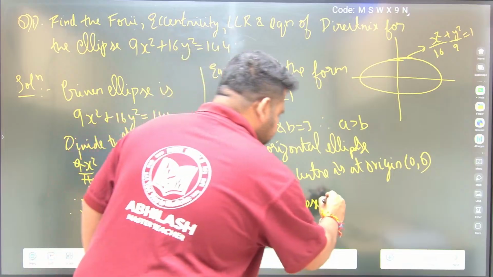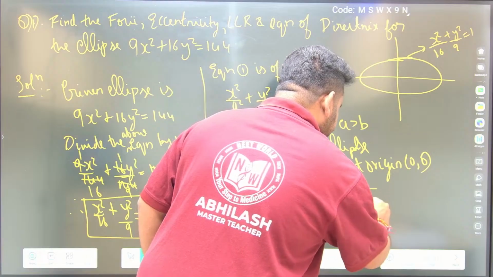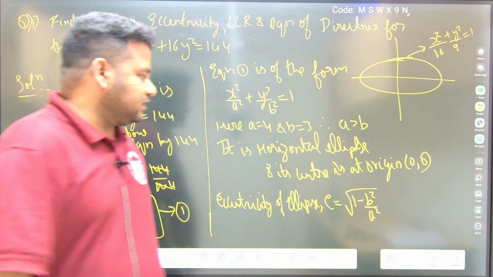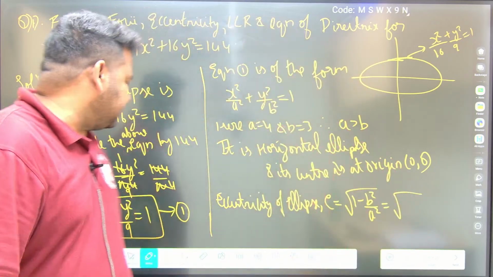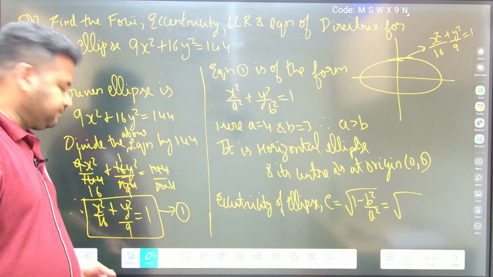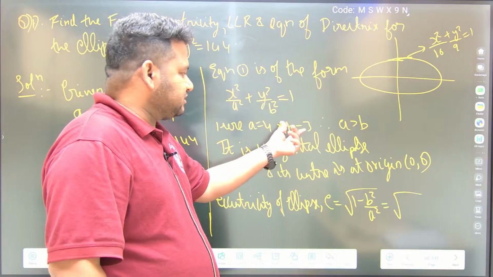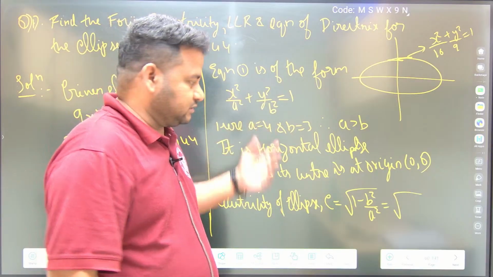That is e, is equal to what, friends? What is the formula that we have? Square root of 1 minus b square by a square. Don't get confused, it is b square by a square. Okay, just put the values here. B is 3, so b square will be 9. A is 4, so a square will be 16.